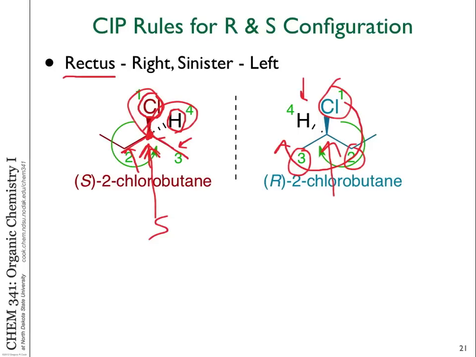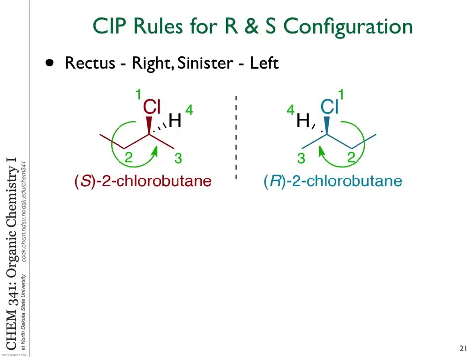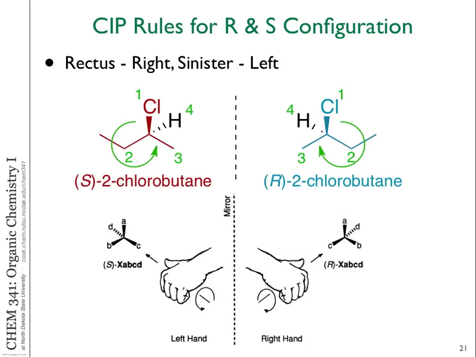Okay? There's another good rule of thumb for doing this, which makes it a little bit easier, and that is using your thumb and your fist. The idea is you have a left hand and you have a right hand. And all you have to do is point your thumb in the direction of the lowest priority group.